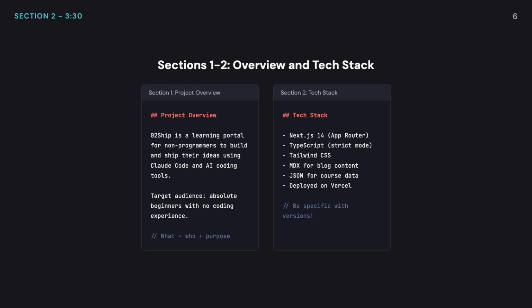The tech stack section lists every technology your project uses. Be specific about versions when possible. For 02 Ship, Next.js 14 with App Router, TypeScript in strict mode, Tailwind CSS for styling, MDX for blog content, JSON files for course data, deployed on Vercel. Claude uses this to write code that actually fits your project.